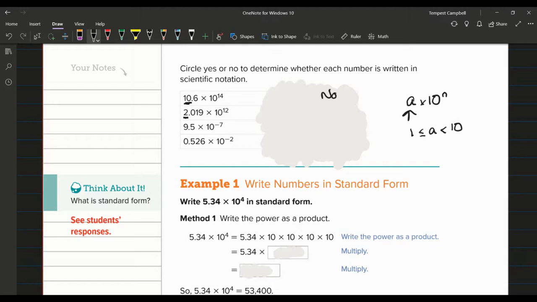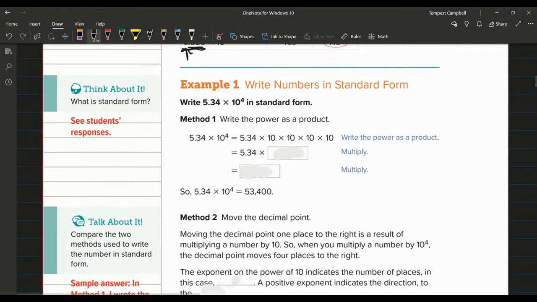For this next one, is this between 1 and 10? Yes. Next one, is this between 1 and 10? Yes. Next one, is this between 1 and 10? There's a 0 here. And if it's a decimal, that means it's less than 1. So this is a no. So if we check our answers, we get no, yes, yes, no.